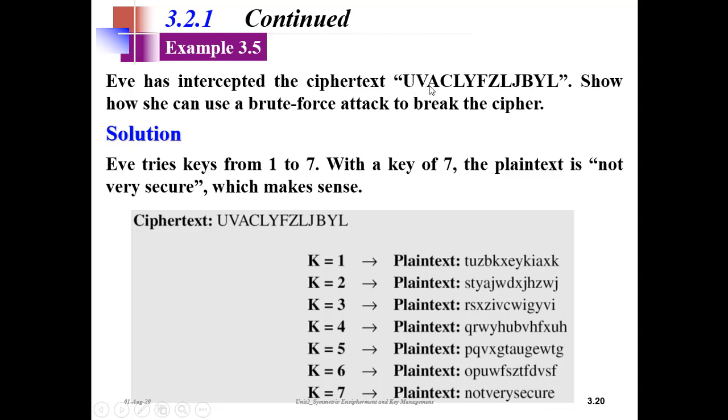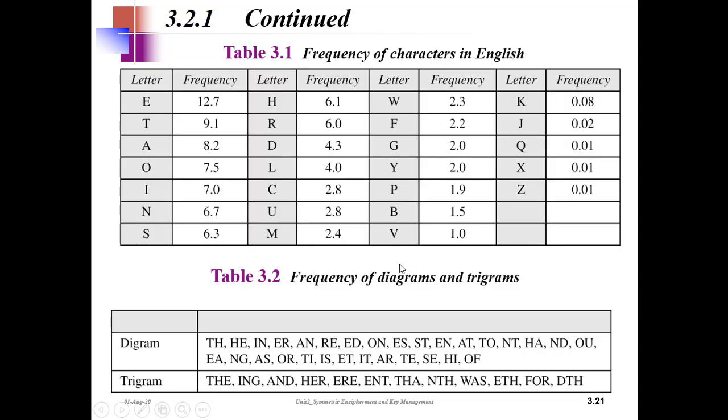U minus 1 is T, then V will become U, A will become Z, it wraps around, and C will become B, right? If you go on till key equal to 7, you will get this. Then you can read it easily, right? Not very secure. This seems informative. So this is the decryption.